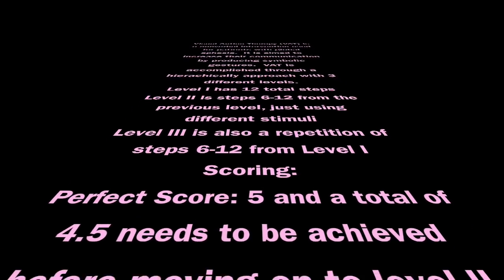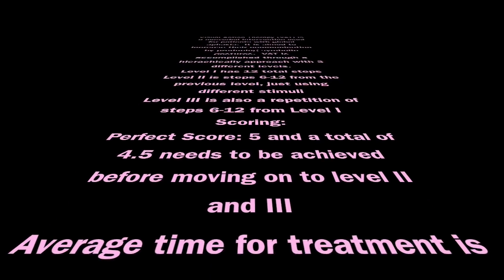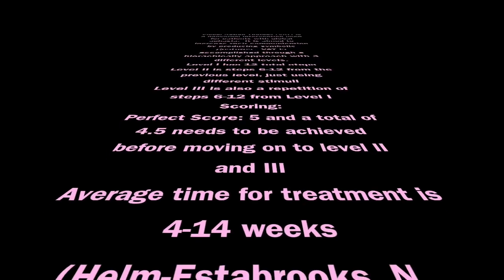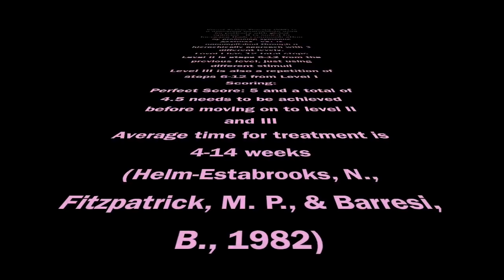Scoring. A perfect score is 5, and a total of 4.5 needs to be achieved before moving on to level 2 and 3. Average treatment time is 4 to 14 weeks.